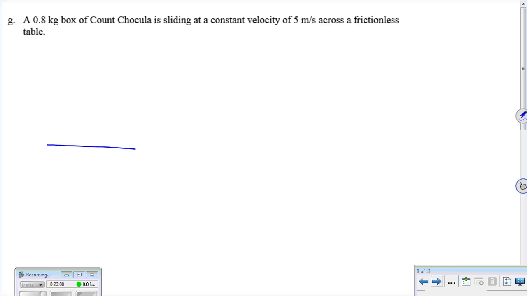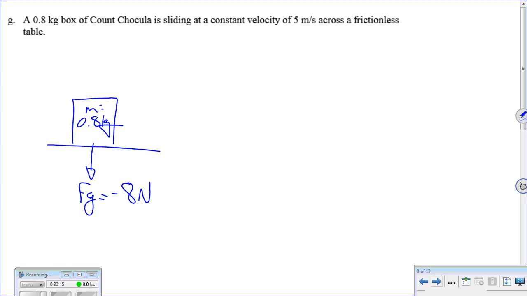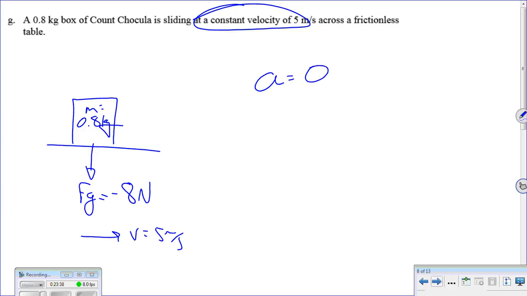All right, I apparently shouldn't have brought it up because a lot of you are looking puzzled. So check it out. Here's the deal. We've got a box of Count Chocula. It's got a mass of 0.8 kilograms. So right away I can put in my gravity. 0.8 times negative 10 is going to give me negative 8 newtons. It's sliding at a constant velocity of 5 meters a second. So I'm going to draw in a little velocity vector there to indicate the direction of motion. Because the velocity is constant, automatically I know that my acceleration and net force are 0, right? Cool?